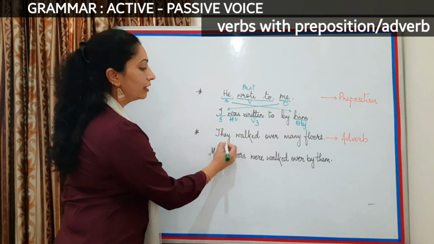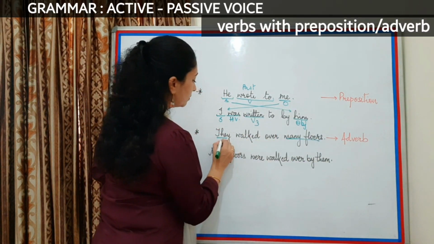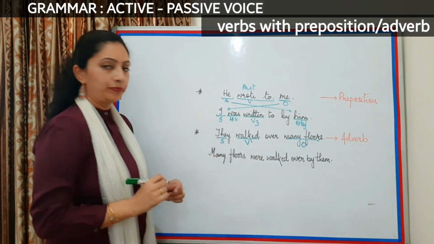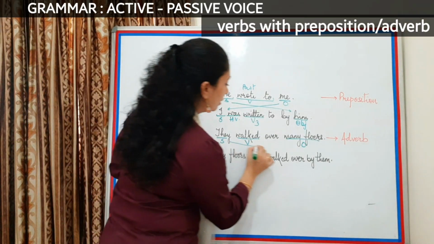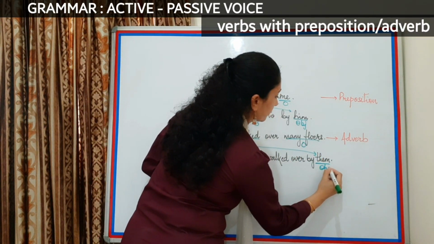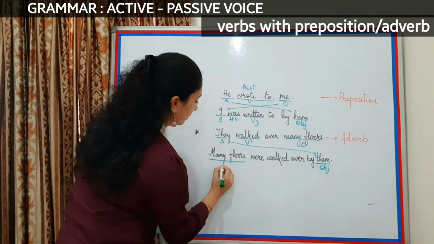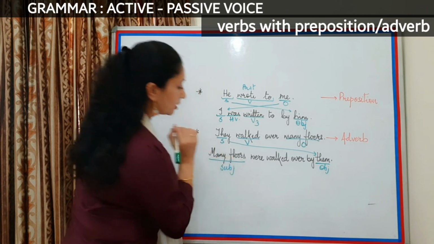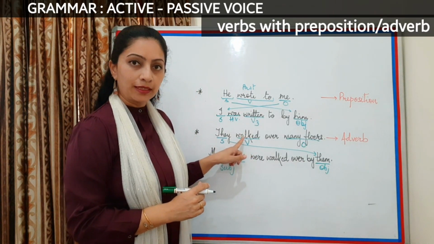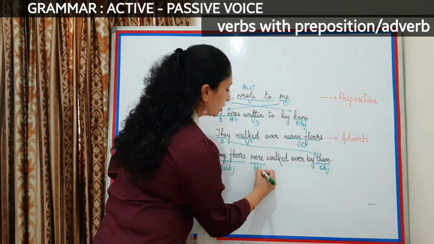Here again, they walked over many floors. Let's do the rough work first. They become subject, many floors is object, walked is verb. Let's start. So they will become them as object. Many floors will become subject here. So this becomes subject. I am using were because it is in the past tense and many floors is plural. So were is the helping verb used here.